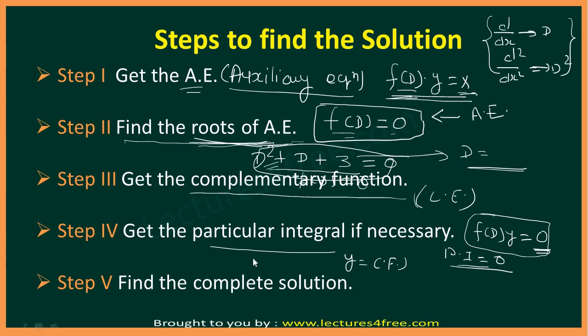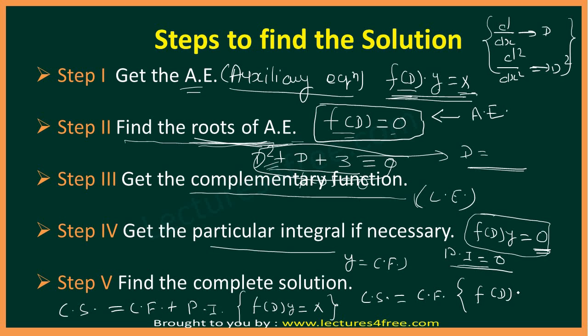Now find the complete solution. Okay, so what will be our complete solution? Our complete solution will be complementary function plus particular integral for the case when f(D)y is equal to X. Okay, if the function is like this. And the complete solution will be only the complementary function when our equation is like this, f(D)y is equal to 0. Okay, so these are the steps.